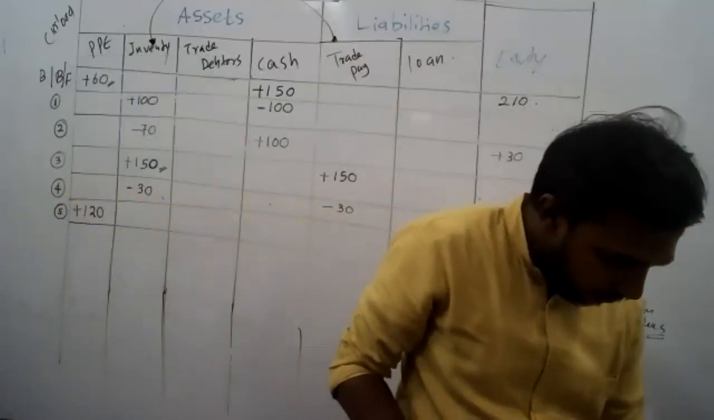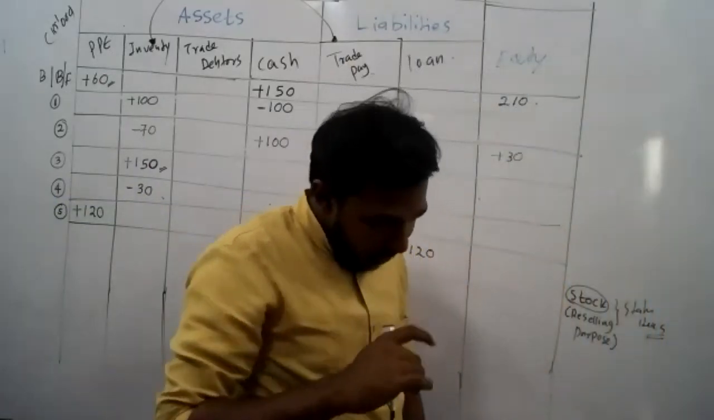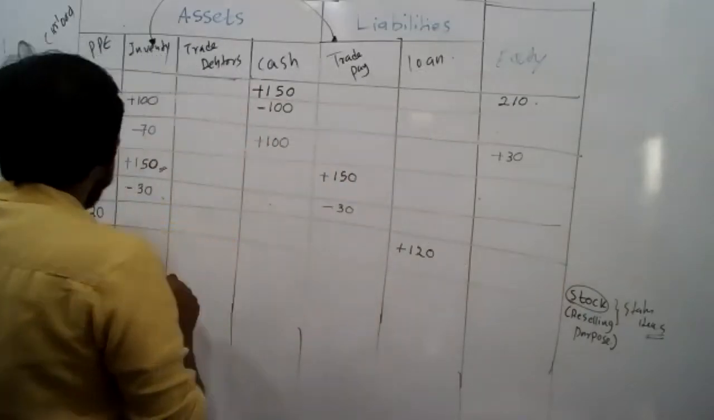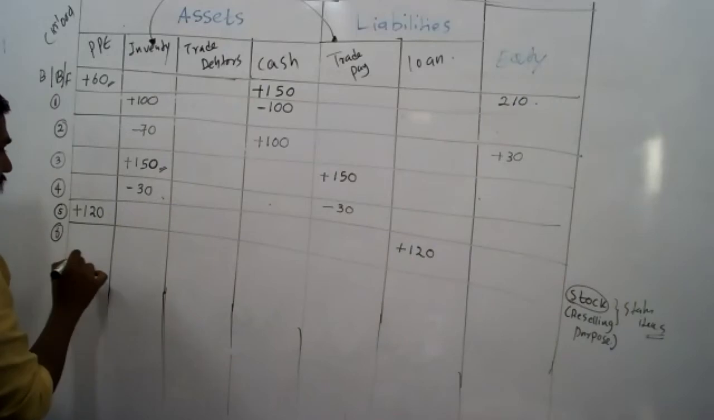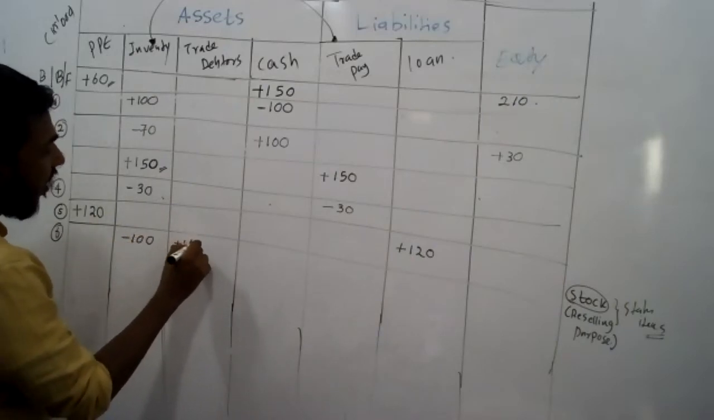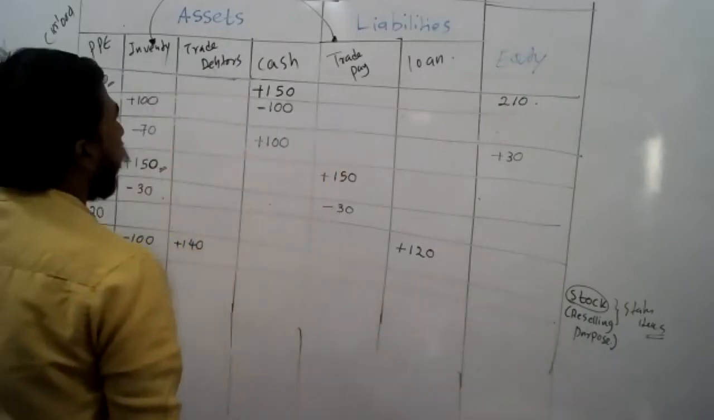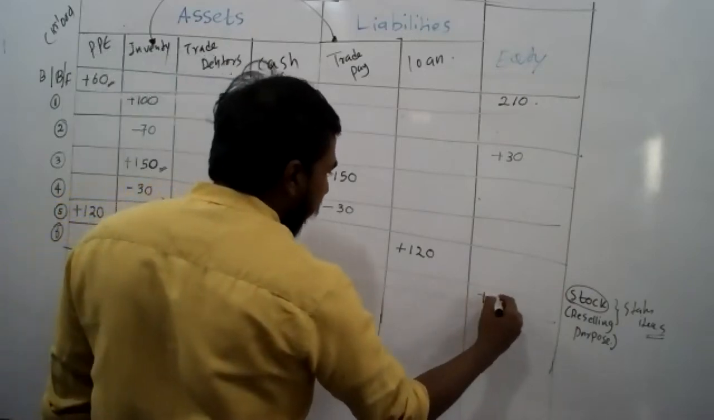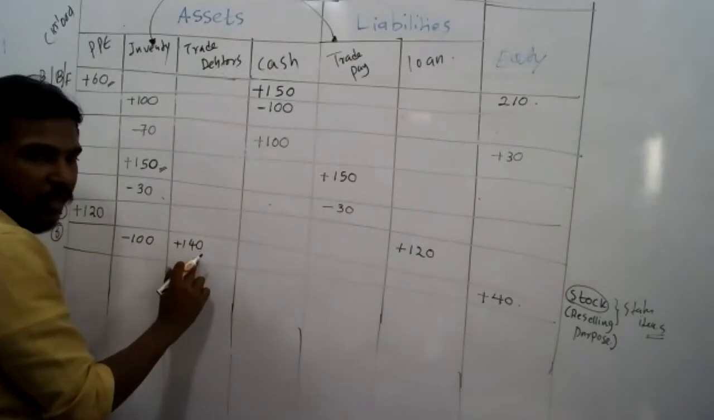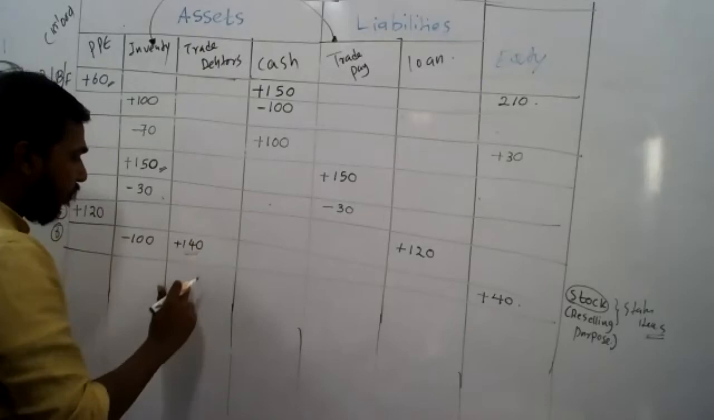Then sold inventory items with a cost of 100,000 for 140,000 on credit. So inventory minus 100. 140,000 on credit. Trade debtors increased by 140. Then equity increased by 40. Yes, trade debtors, because it says credit basis, they have sold it on credit basis.